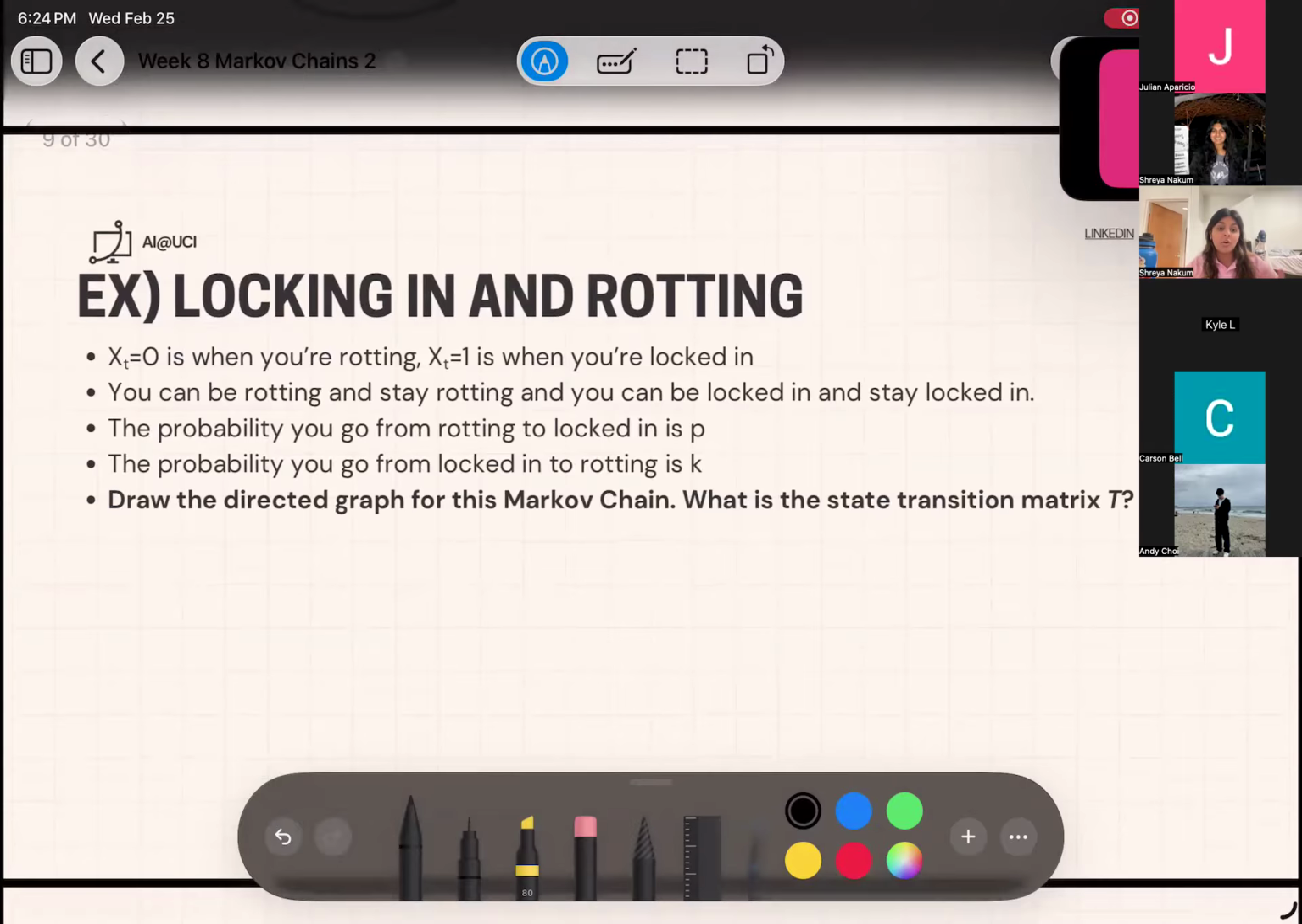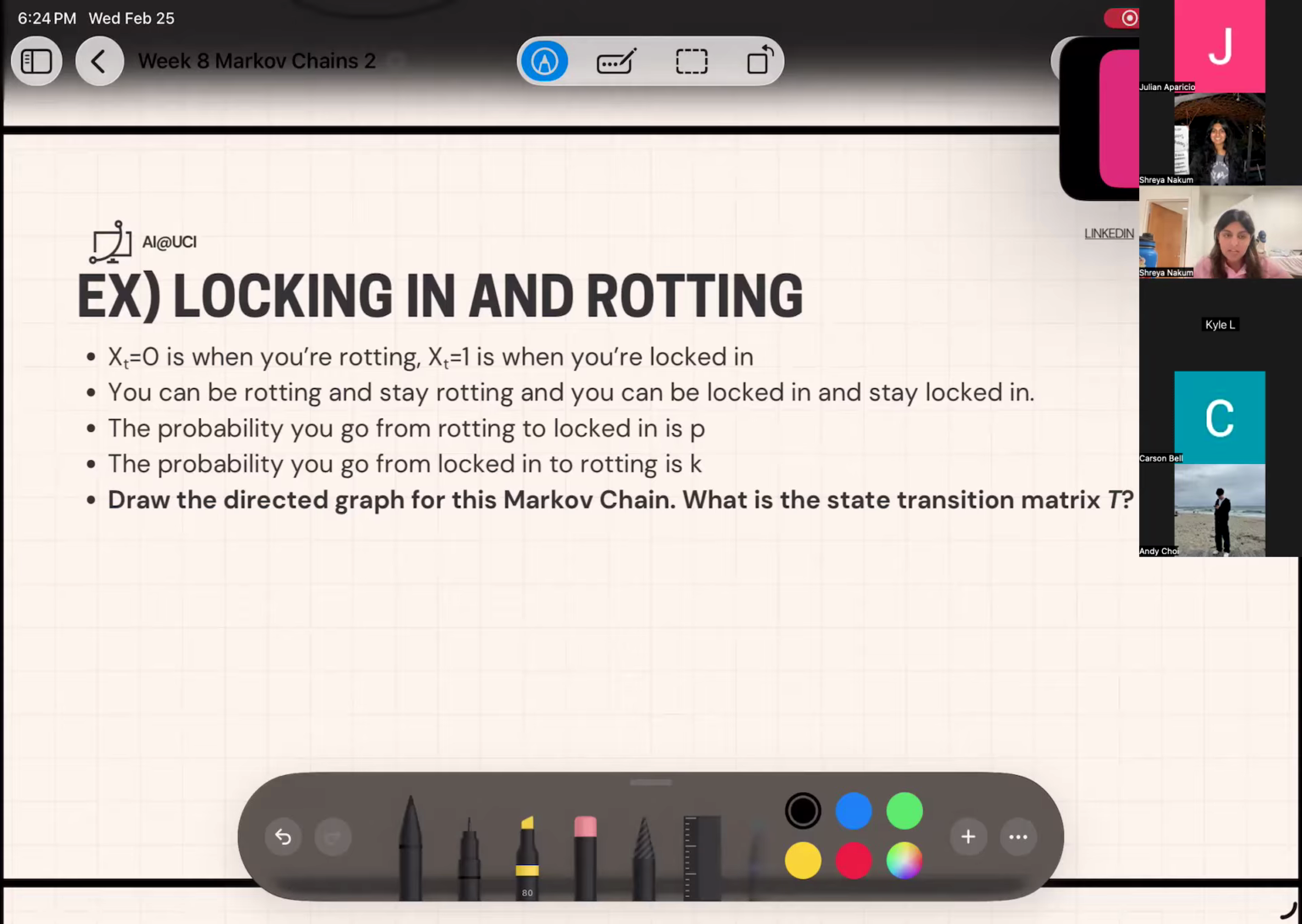Now we're going to try drawing our own directed graph. So there's two states you can be in. You're either rotting on your phone or you're locked in. Now, you can be rotting and you can just stay rotting. So if you're in the rotting state, you can stay rotting. Same with being locked in. You can be locked in and you can stay locked in. However, you can also go from rotting to locked in with the probability of P. You can also go from locked in to rotting with the probability of K.